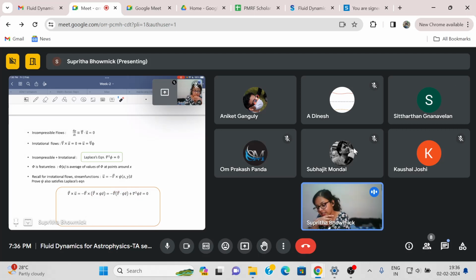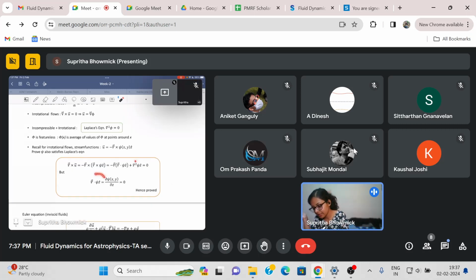And remember, psi is a two-dimensional flow. So the divergence, and unfortunately, psi comes with a z cap, so only the del by del z acts on psi, but psi is a function of x and y. So this is just 0, which gives you your answer that the Laplacian of psi should be 0. So psi also satisfies Laplace's equation for irrotational flows.